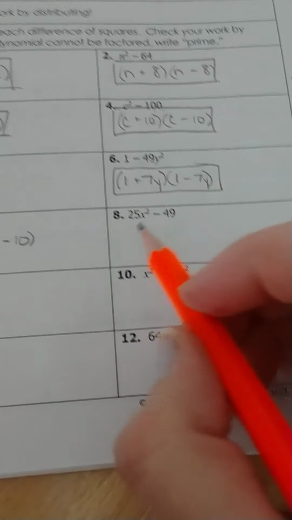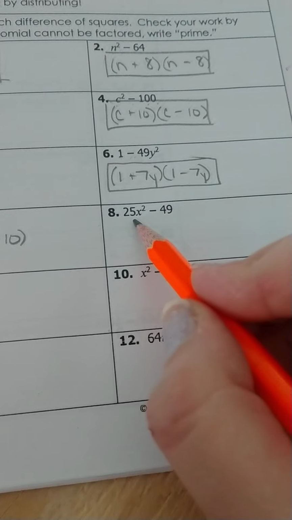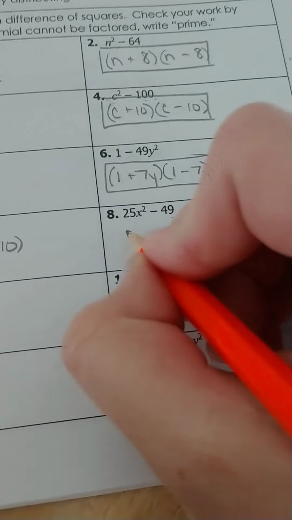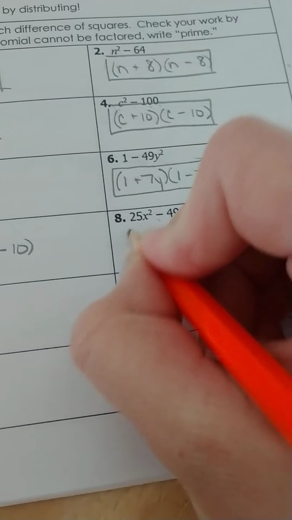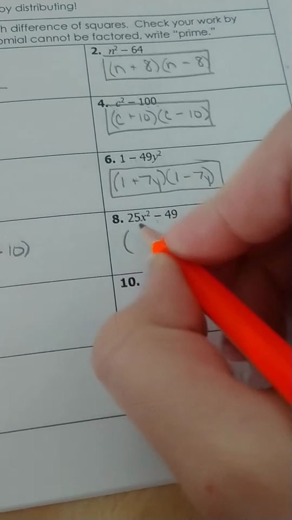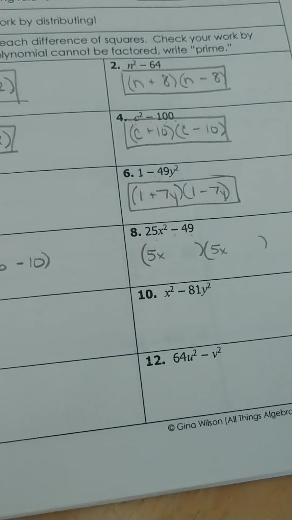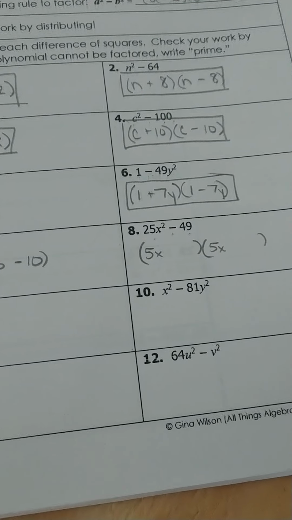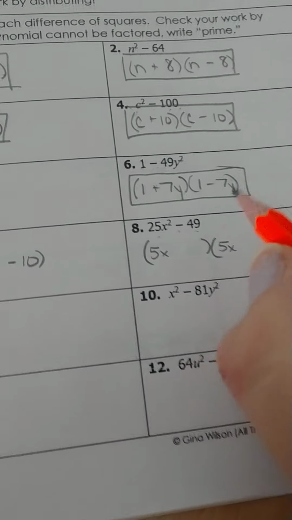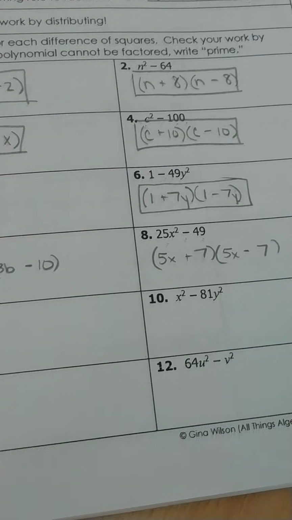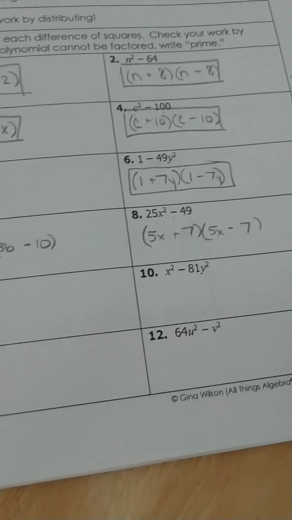Number 8. Is that a perfect square? Yes. Is that a perfect square? Yes. So is that a subtraction sign? Yes. Go ahead and split. 25x squared splits into 5x and 5x. Remember, you are taking the square root of these numbers, not just dividing by 2. The square root of 49, 7 and 7. Got to have a plus sign, got to have a minus sign, and that's it.